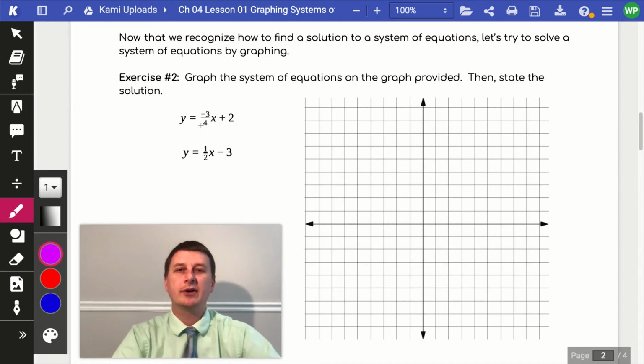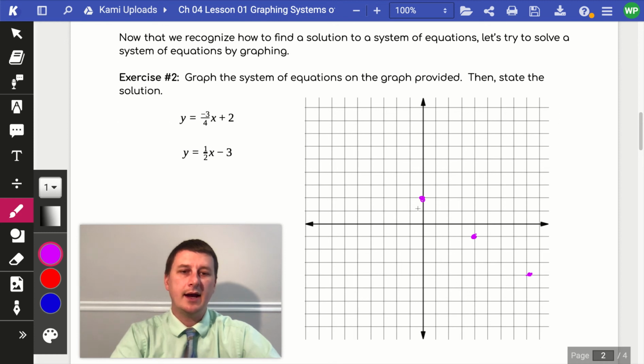So let's start off by graphing this equation up top, y equals negative 3 over 4 x plus 2. So that means we have a y-intercept of 2, since it's in our slope-intercept form. And our slope is going to be negative 3 over 4, which means we're going to go down 3, right 4 units.